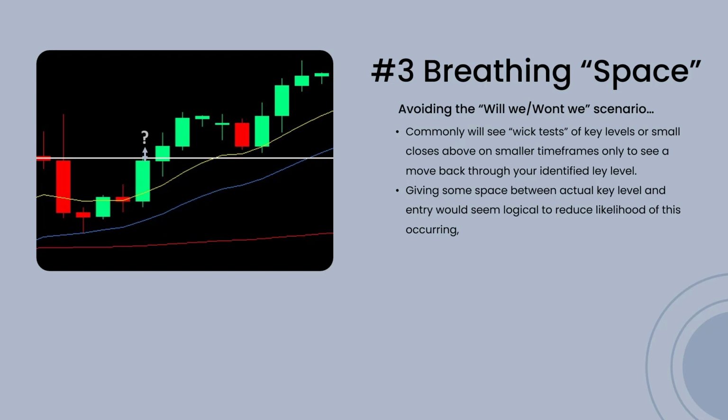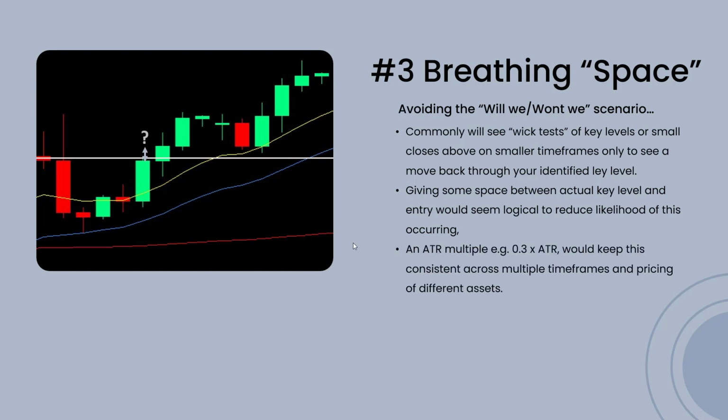The question is, how much space do we give? So using something like an ATR multiple, so for example, 0.3 of an ATR, or average true range, would keep this consistent across multiple timeframes and pricing of different assets, rather than saying 5 points or 5 pips or 10 cents or whatever, something that is very specific to that time frame and that asset class. If we use something that adjusts itself accordingly, then that would appear to be logical.